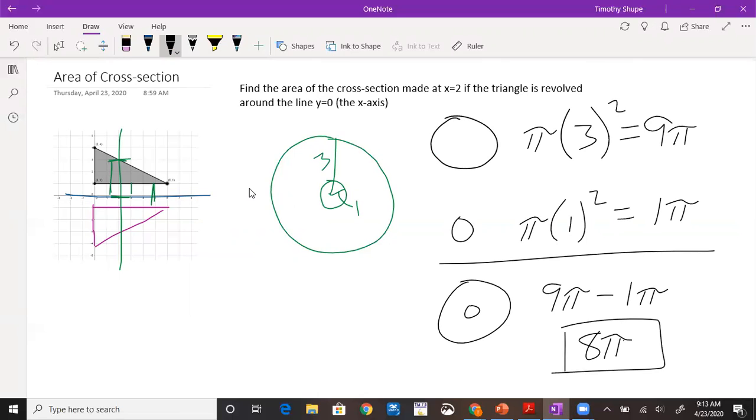So the first thing that we did on this is we revolved it around three-dimensionally to get that volcano-looking solid, the cone with the center cut out. But then we took a slice where x is equal to 2 and saw that we had a circle within a circle for that cross section, the two-dimensional shape. We found the area of both of those circles, subtracted them, and got 8 pi as the area of the cross section.